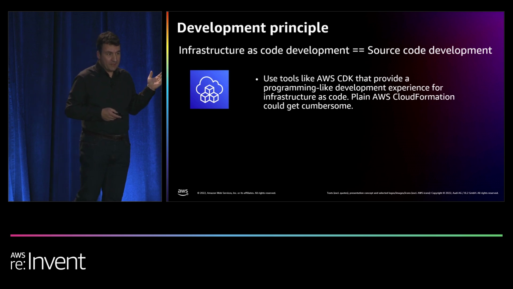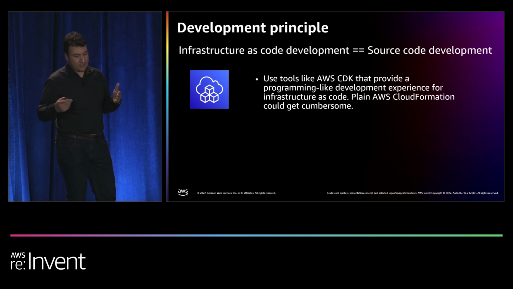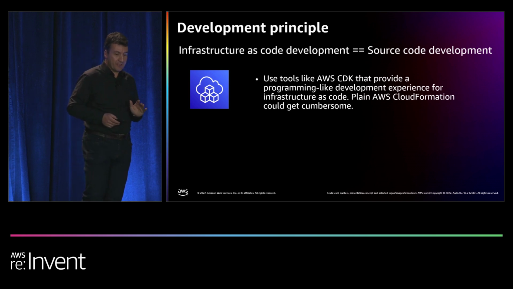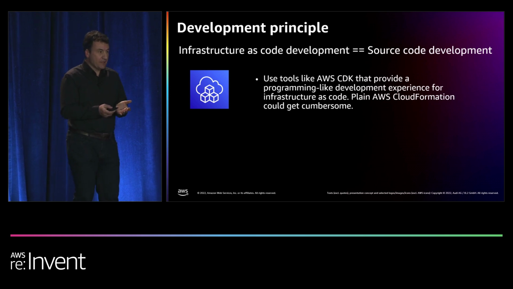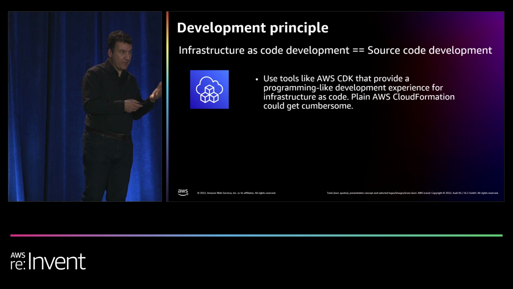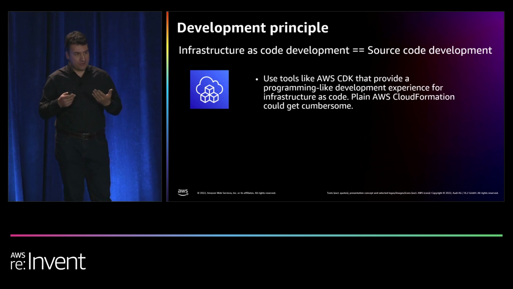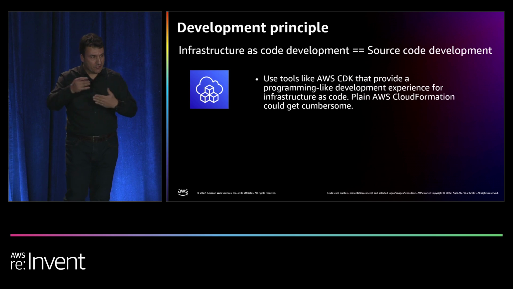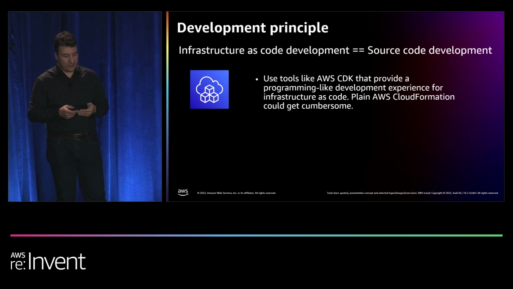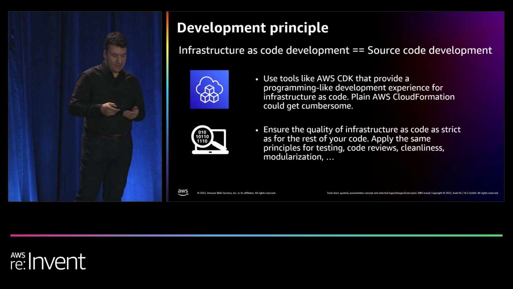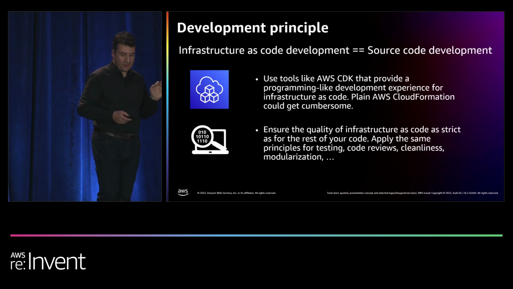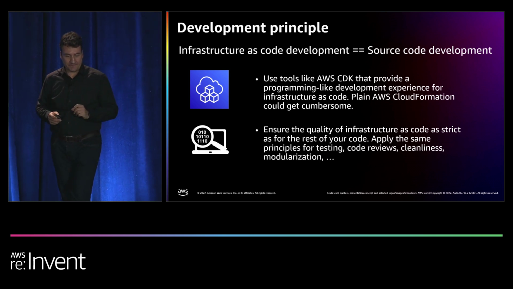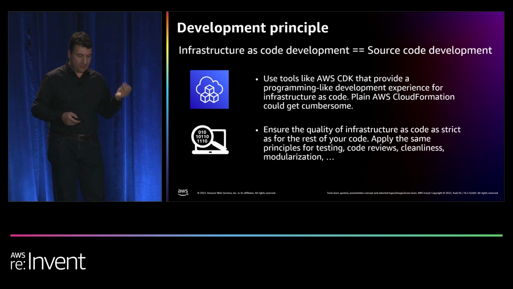This could be done by not using CloudFormation directly. CloudFormation is a bit cumbersome to develop with, so use tools like AWS CDK that provide a programming-like development experience, where developers can use their preferred language to define the infrastructure and all those rules and resource policies. And then be as strict and rigid in the quality assurance and in all those processes as you would be for your normal source code. Apply the same principles there with testing, with code reviews, cleanliness.